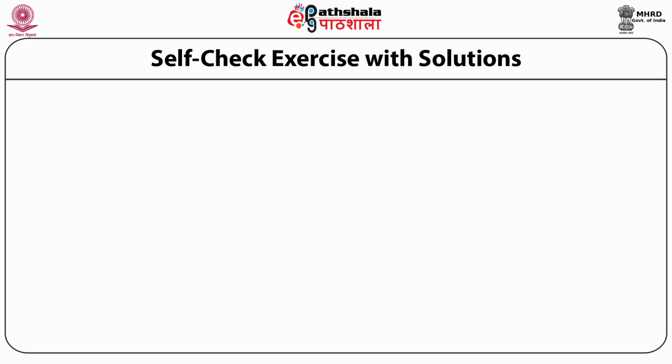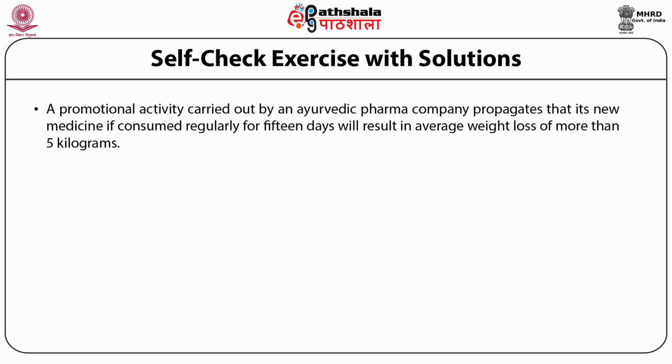The first example, or the first question that you read, is: a promotional activity carried out by an Ayurvedic pharma company, it may be Patanjali, propagates that its new medicine, if consumed regularly for 15 days, will result in average weight loss of more than 5 kilograms. If you want to find out whether the claim made by the company is valid or not, the following hypothesis shall be tested. So we have been given a situation and now we have to develop the hypothesis, and we know that we need to develop a null hypothesis and at the same time an alternative hypothesis.